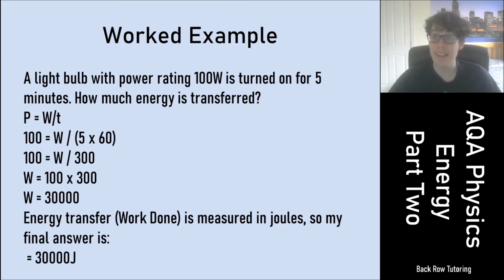So if you're given minutes in the exam, you have to convert to seconds. So 5 multiplied by 60 is 300. So again, our unknown here is the W, our work done. By rearranging this formula, we're going to multiply 100 and 300 together to get our work done. So we'll get an answer of the work done is 30,000. The energy transfer or work done is measured in joules, so the final answer is 30,000 joules.